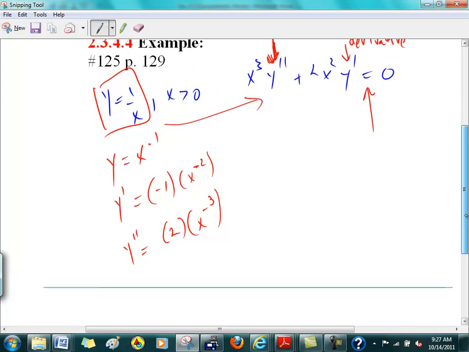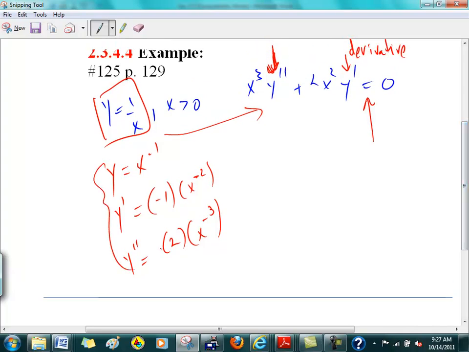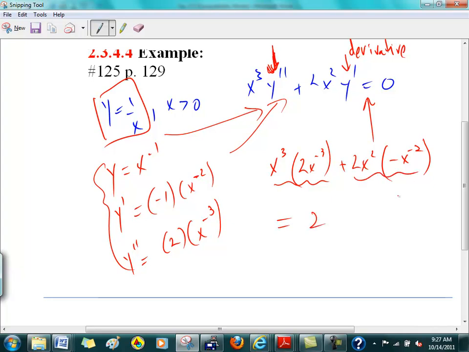So all we need to do now is take these different things and plug them into this equation. So x cubed will stay as x cubed. In place of y double prime, what am I going to write? 2x to the negative 3, plus x squared. Instead of y prime, what am I going to write? Negative x to the negative 2. So everybody with me? All I've done is plug and chug. What is this guy going to give me? 2. And this guy?